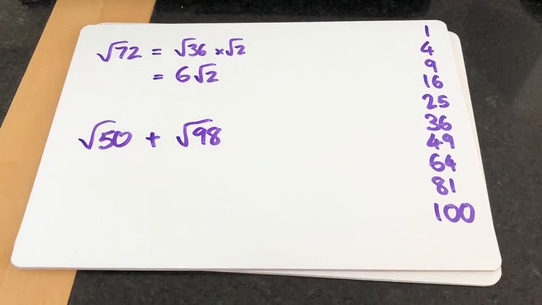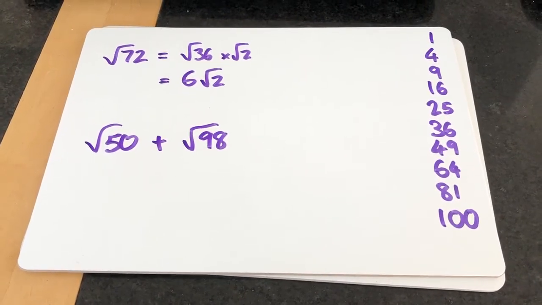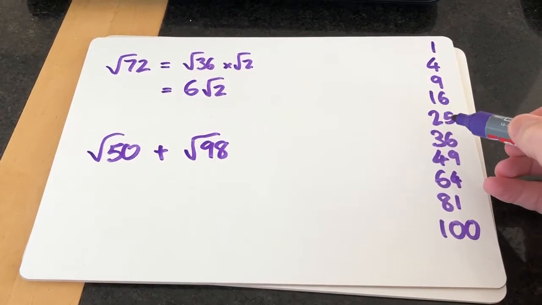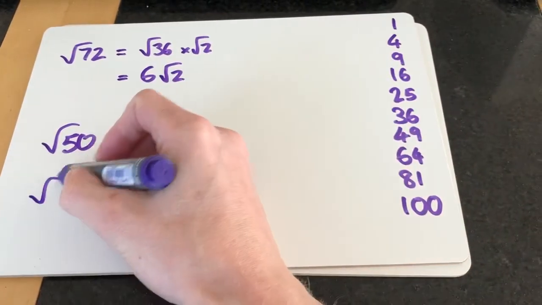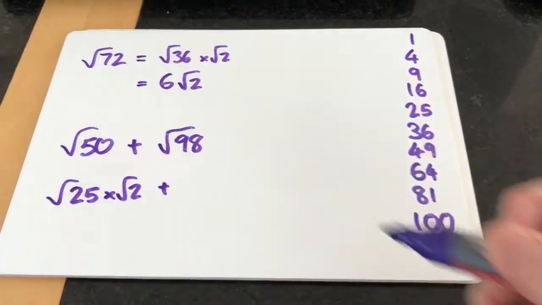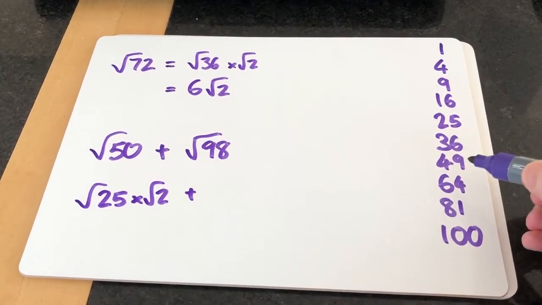So if you wanted to add those surds, you can't just add them normally, you have to simplify them first, okay? So again, biggest square number that goes into 50, you're looking down this list, 25 is the biggest one that goes into 50. So you'd rewrite that as 25 times 2. And then 98, you're looking at that list and you're thinking 49.